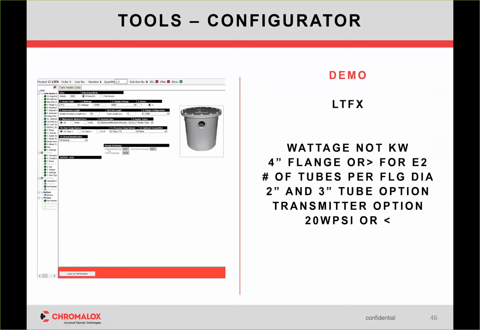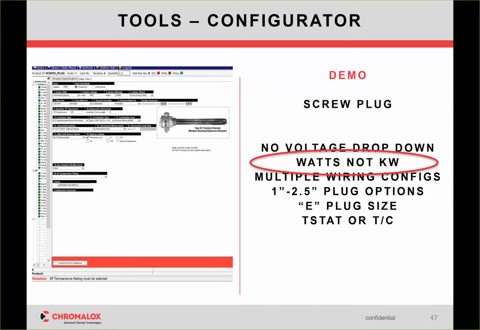Everything else is pretty much online. You've got the watt density, same thing over again. One thing with the LTFX, though: to get a hazardous-rated LTFX, that's Class 1 Div 2, I know hazard is relative, you have to be a 4-inch flange or larger, or it doesn't fit. That's just because there's not enough space on the flange. So you may get in there and decide, why can't I get a 3-inch flange with an E2 housing? Because you can't. It doesn't fit, and it actually will not let you configure one. Flipping back to the watts, not kW, the same goes for screw plugs. They're in watts. Also, you get very small screw plugs that are 200 watts and all that, which is really good.